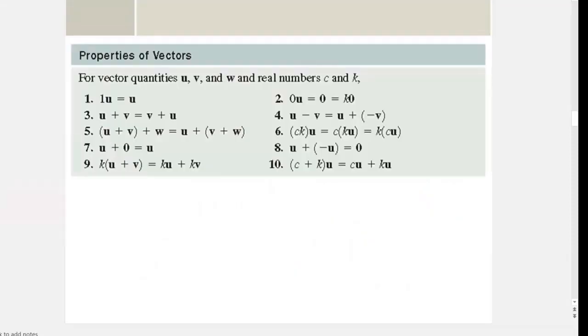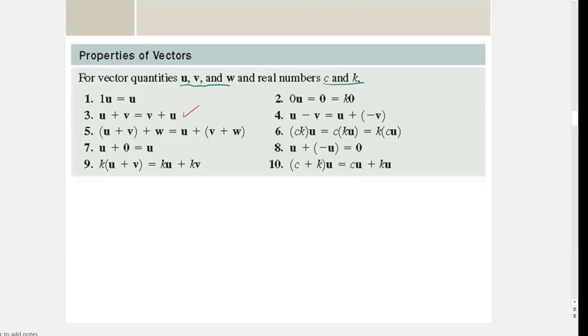Properties of vectors. All the bold letters are vectors, and the not bold are not vectors. As you can see here, all these are vectors, and these are real numbers. We could call them scalars, we can call them constants, but they're not vectors. We are not multiplying vectors times vectors in this class. I'll run through it really quickly. We know all of this. 1 times u is equal to u. If you multiply by 0, you get 0.